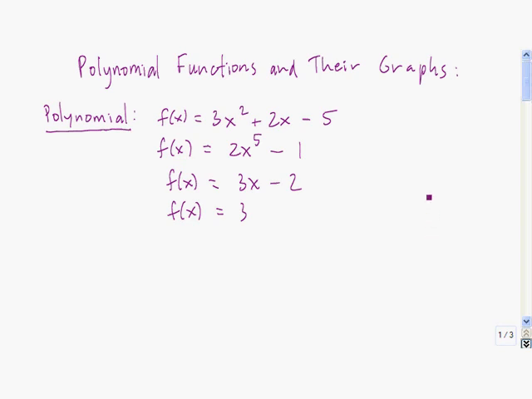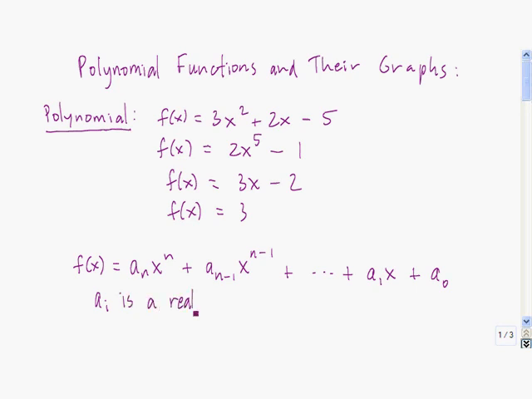Let me give you a more general definition. A polynomial is a function that can be expressed in the following form. Each of these coefficients, each of these a sub i, are all real numbers. And each of the exponents is either 0 or a positive whole number. So I should say a non-negative integer.